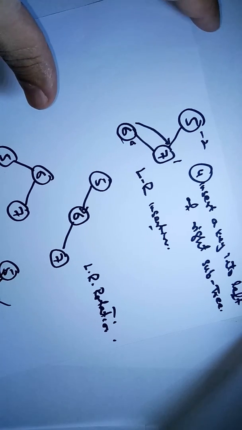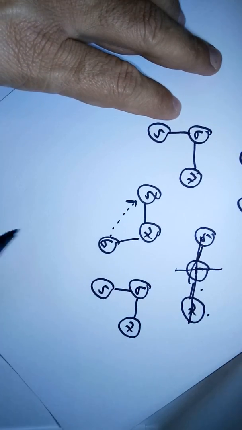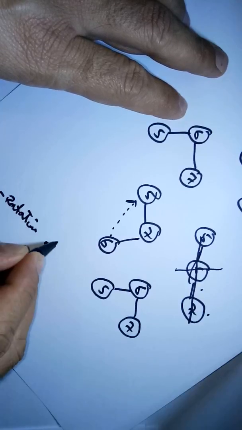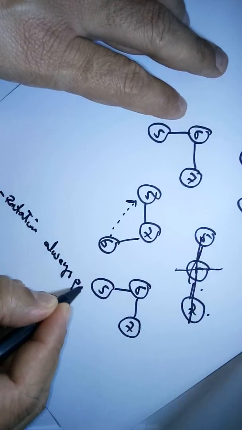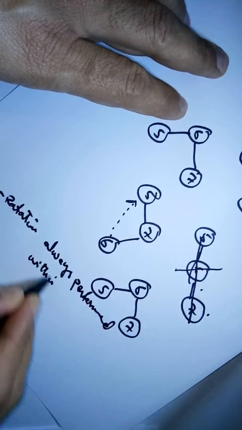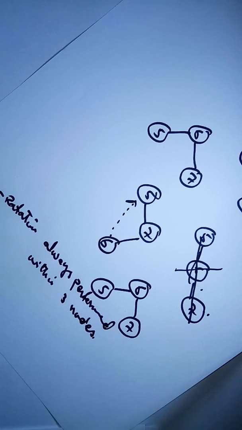Now, one important thing we need to note is that rotation is always performed within 3 keys, 3 nodes, right? As soon as the balance is disturbed, we will perform the rotations. So let's solve one exercise, and we will know how we can create an AVL tree.